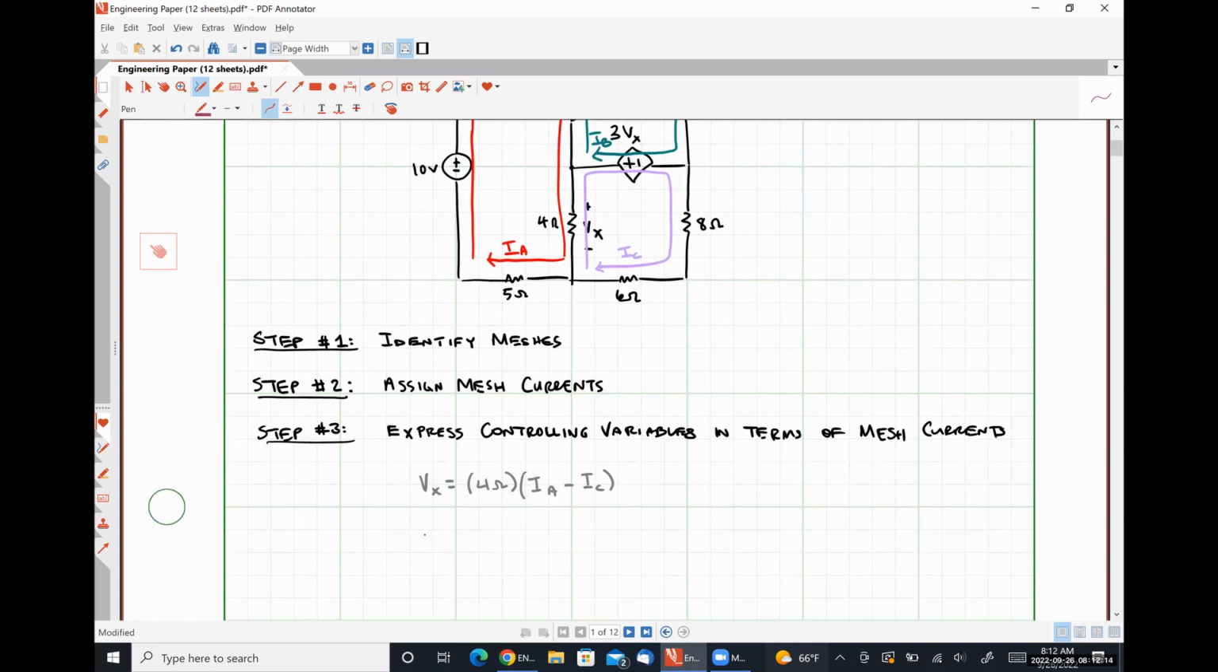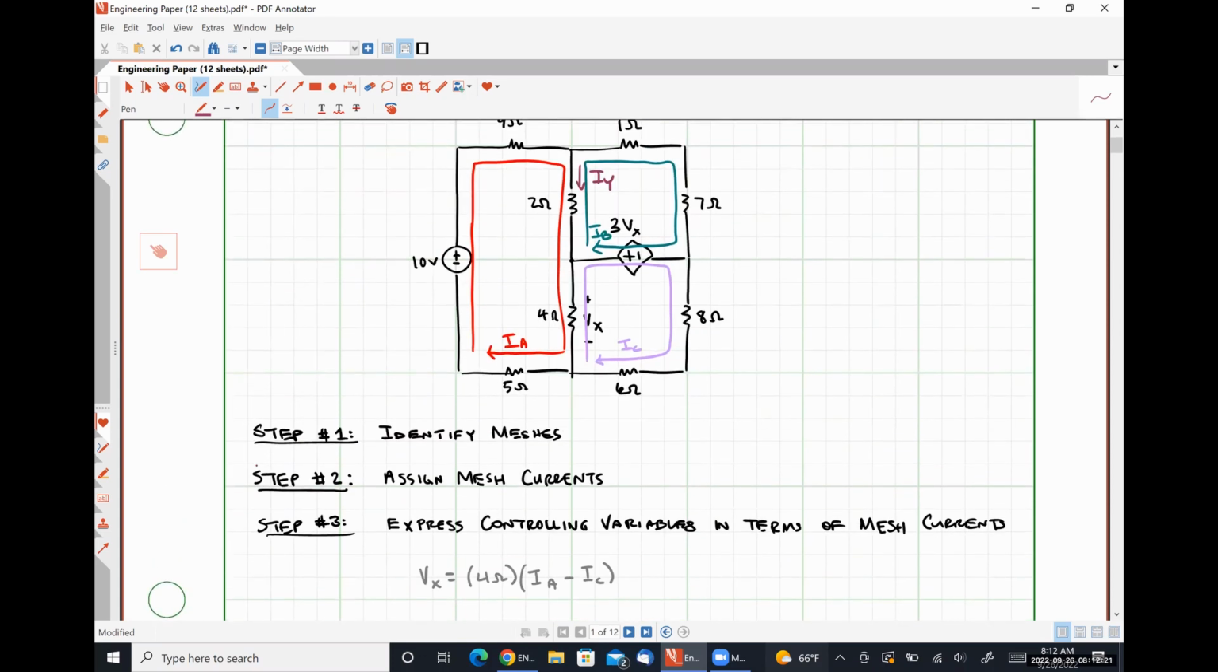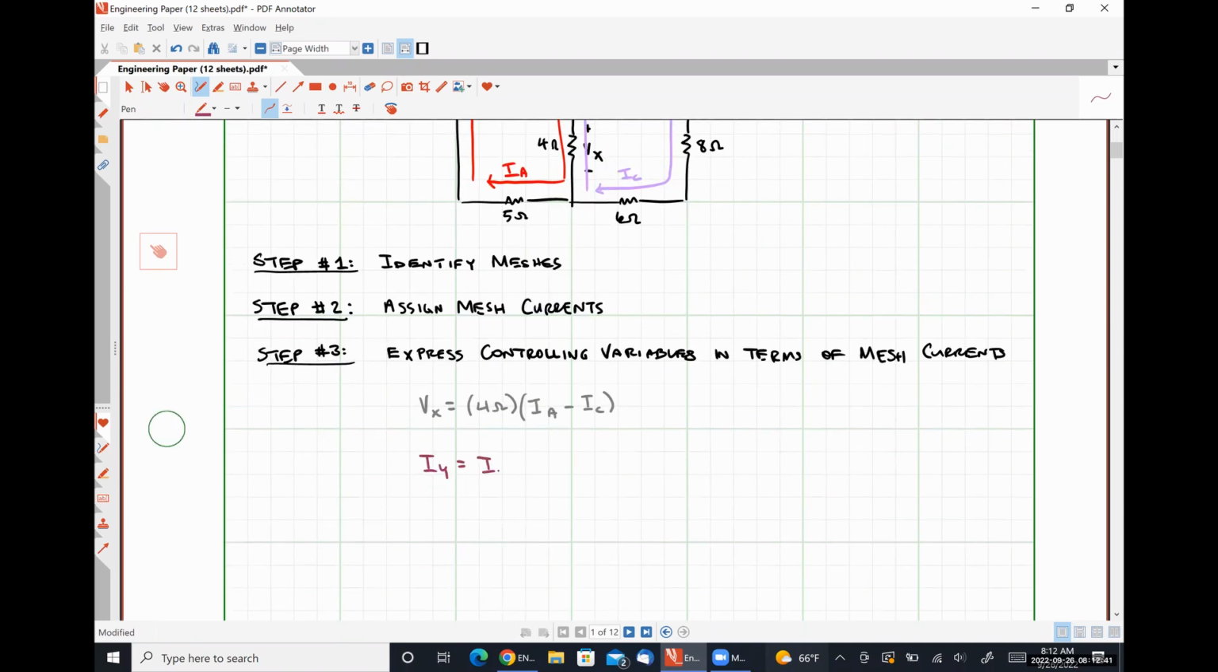How would I write my expression for IY in terms of my mesh currents? IA minus IB, the exact same thing we did for the current flowing through the 4 ohm resistor. It's always going to be the current flowing in the same direction as our controlling current minus the mesh current flowing in the opposite direction. So IA minus IB.